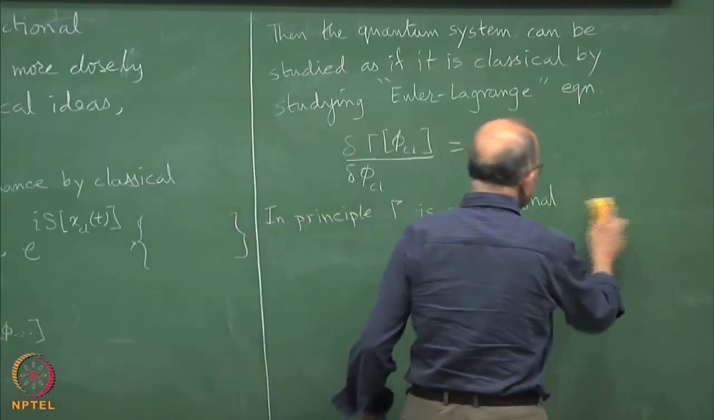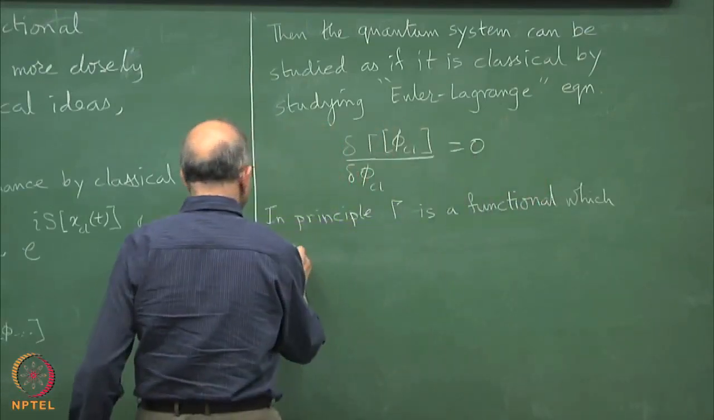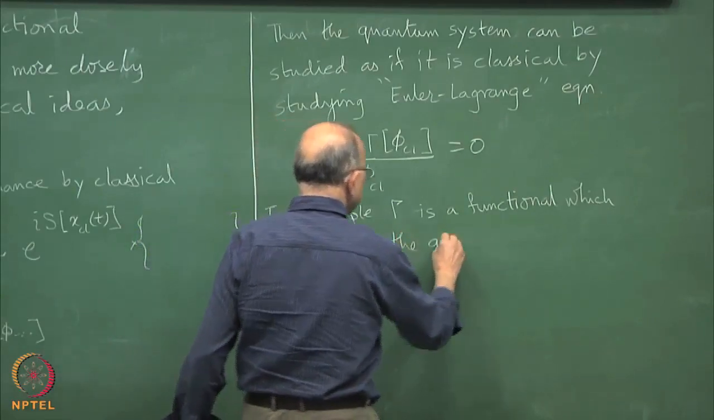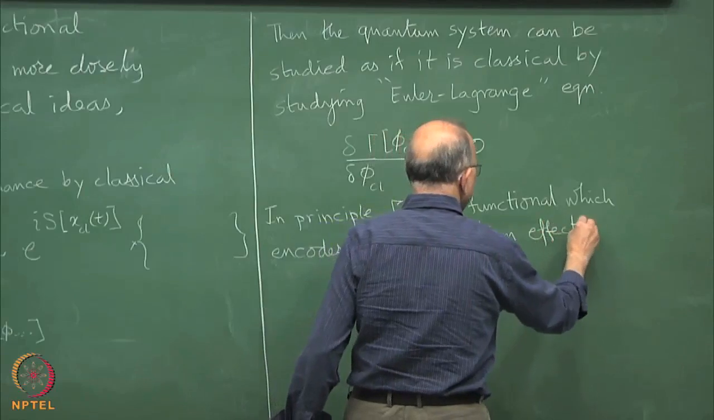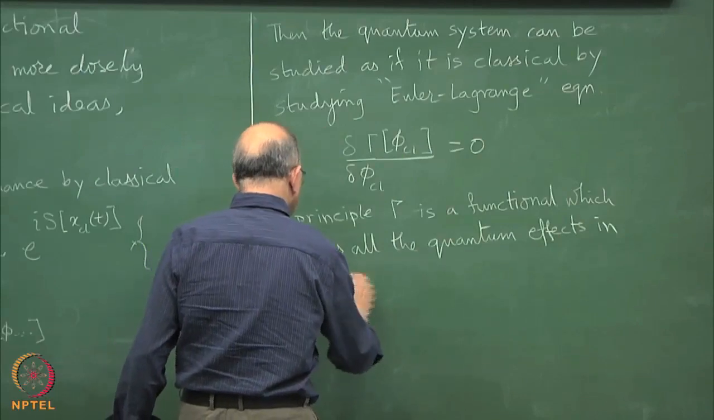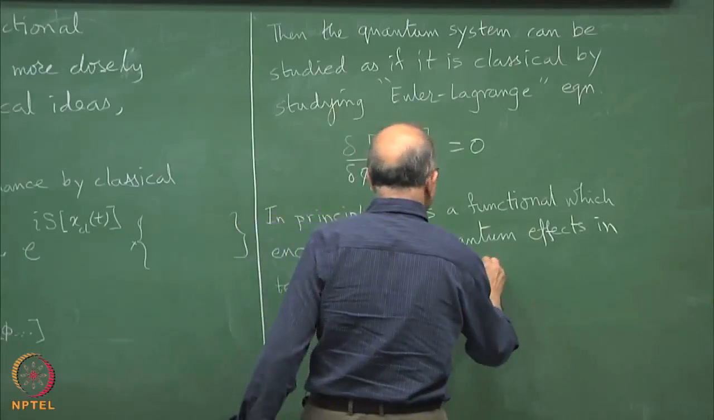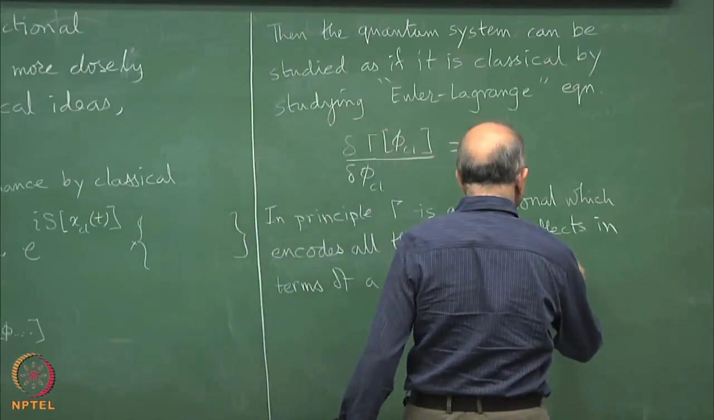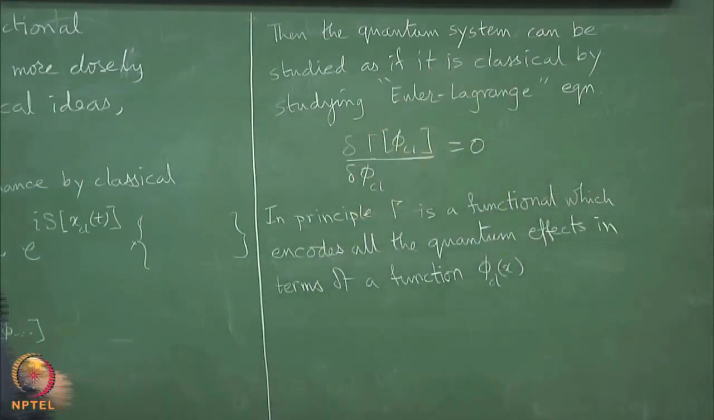So it is a functional which encodes all the quantum effects in terms of a function phi classical. We keep calling it classical simply because we are going to treat it as classical, such that the quantum system can be studied as above.